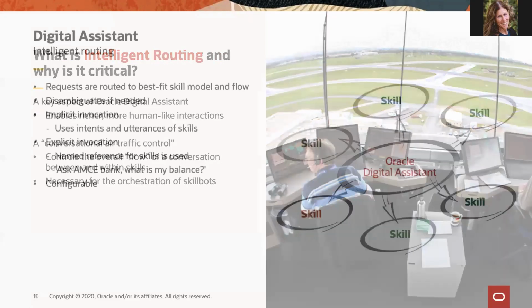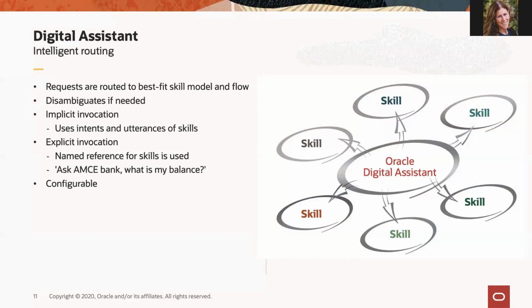Basically, the way it works is requests are routed based on which skill best fits the user utterance. And it does have the ability to do further disambiguation. Say, well, do you mean to invoke, are you asking a question about HR or are you really asking about a sales related question? There are two ways of routing between the different skills. One is what we call implicit invocation, and this is configurable. You can also set it up, which basically is based on what the user says, it will route to the right skill.